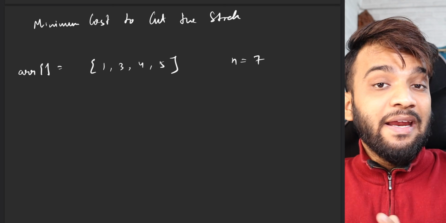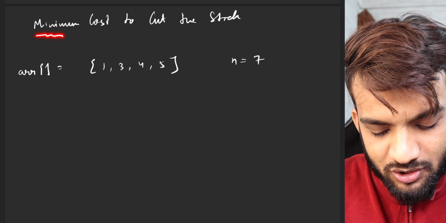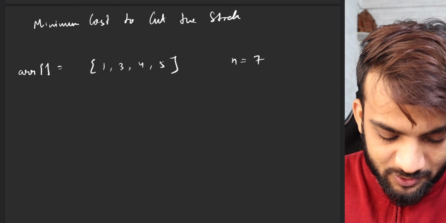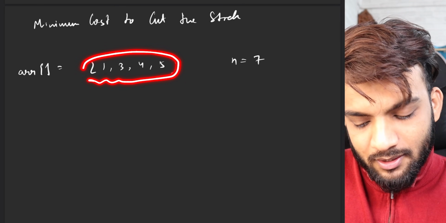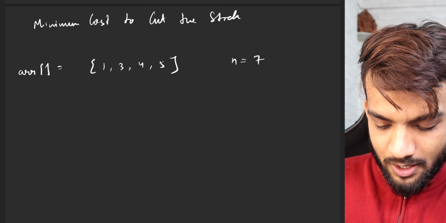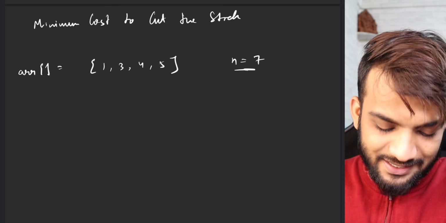Today we will be solving an interesting problem on partition DP, which is minimum cost to cut the stick. Now, what does the problem state? The problem states you'll be given a cuts array and a length of the stick. Now, what do you mean by a length of the stick? This is a stick of length 7.